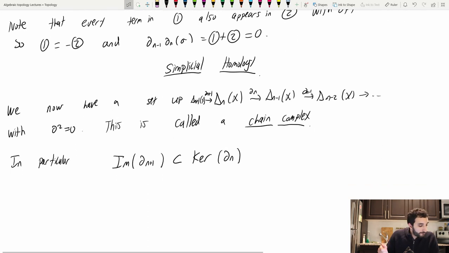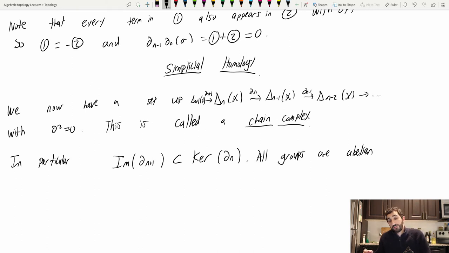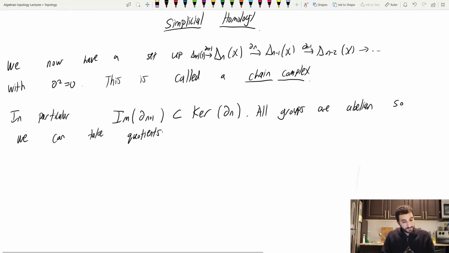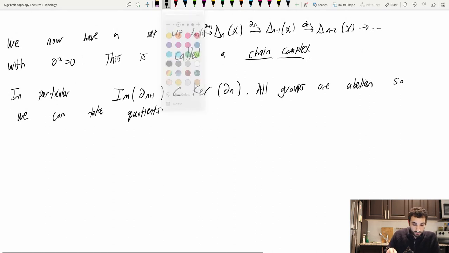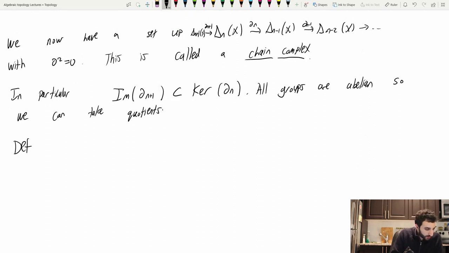Okay. Now, all groups are abelian here. And a nice thing about abelian groups is that all subgroups are normal. So we can take quotients. And so here is our much-awaited definition.